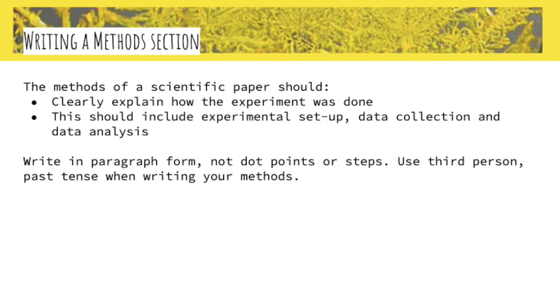And so the methods of a scientific paper should clearly explain how the experiment was done, and this should include the experimental setup, the data collection, and the data analysis. So it's more than just what you plan to do to set up the experiment. It's got to look at how you collected the data and then what you do with the data after that.